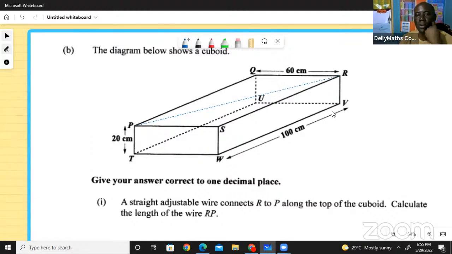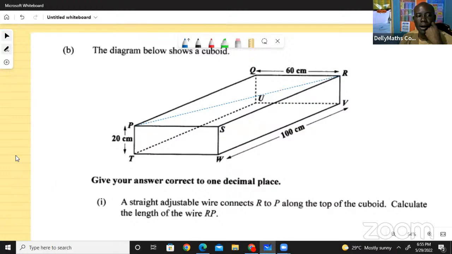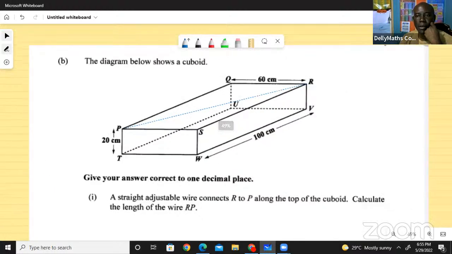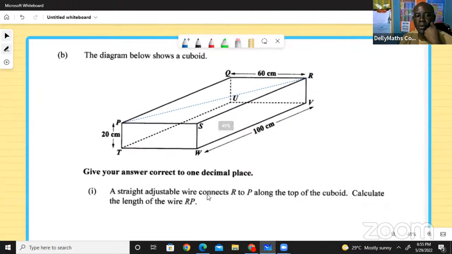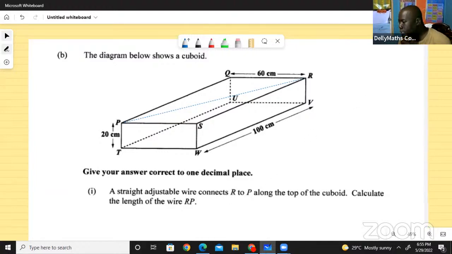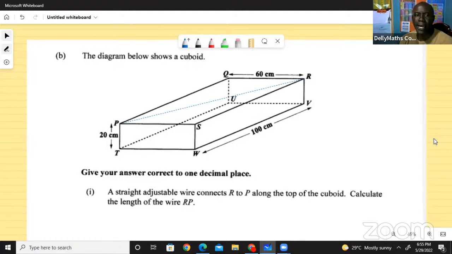So they just said to us that a straight adjustment wire connects R to P along the top of the cuboid. Calculate the length of RP. So there it is. They did show us that. We're looking at that blue line that I put up there.